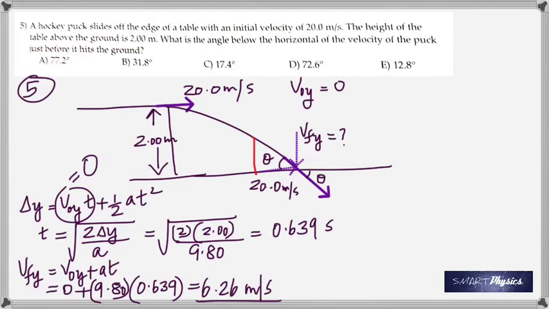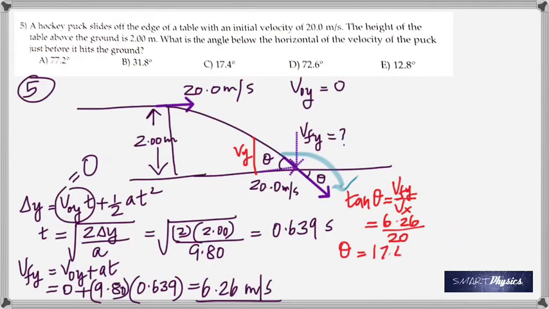So now we have the horizontal velocity just before hitting it, and we also have the vertical. And from that right triangle, tan theta is Vy divided by Vx. So you get theta as 17.4 degrees. And that is the problem.